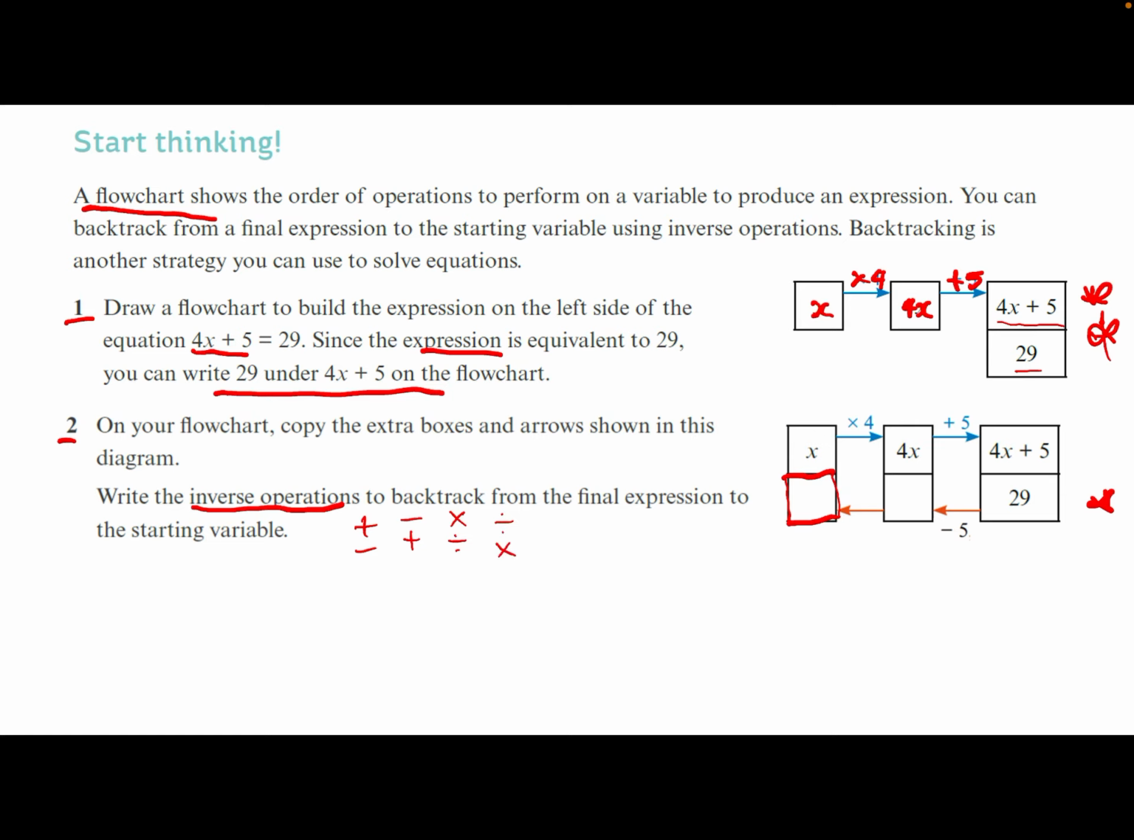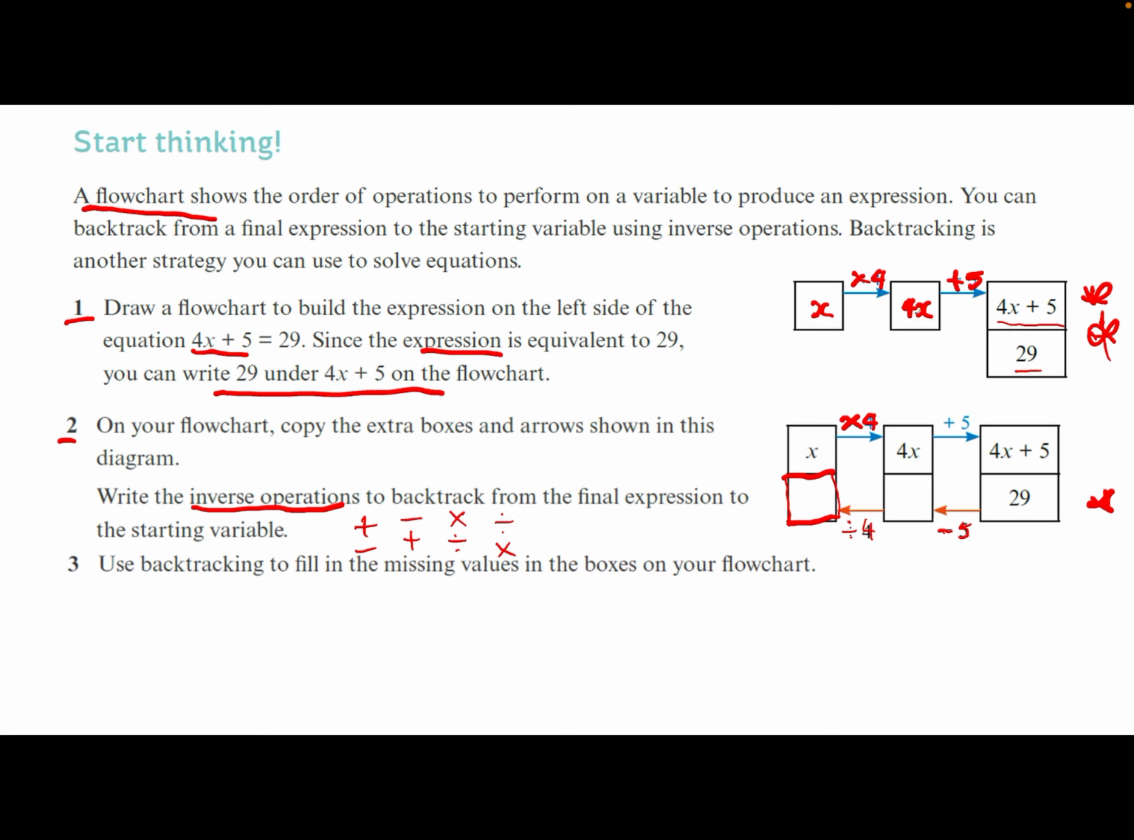So that's why there's a negative 5 here, because if you look above it, we were adding 5, so then we need to minus 5. So our next one, if we've got times 4, we want to do our inverse operation. So instead of times, we want to divide by 4. There you go.